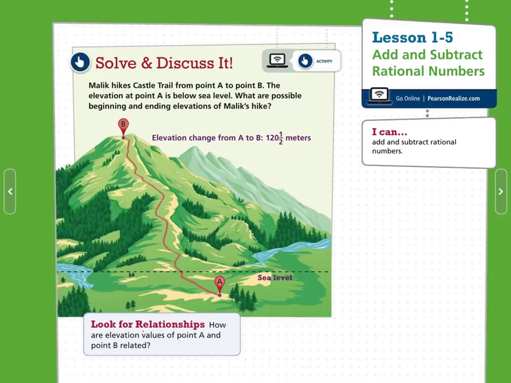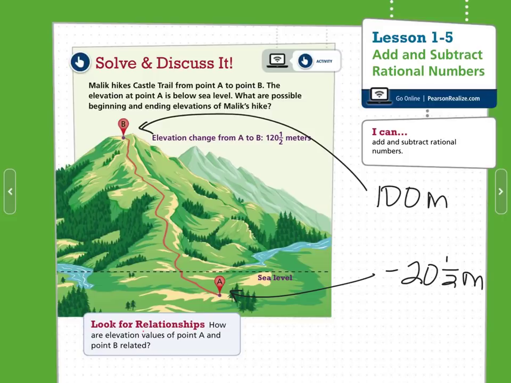Take a look at your solve and discuss it. See if you can find an easy answer to determine where points A and B could be located so that the difference between them is 120.5 meters. I took the easy route.